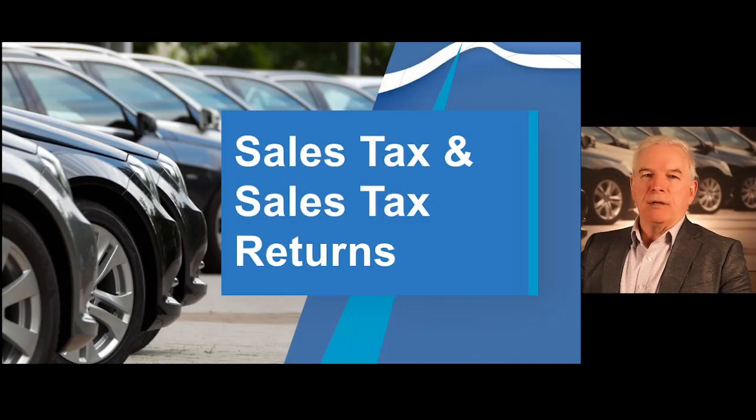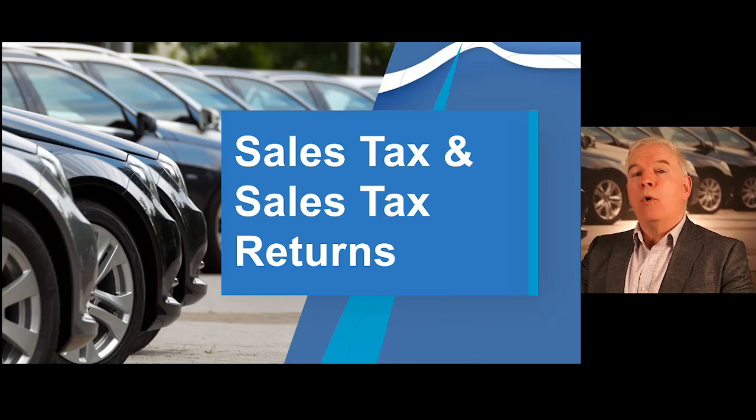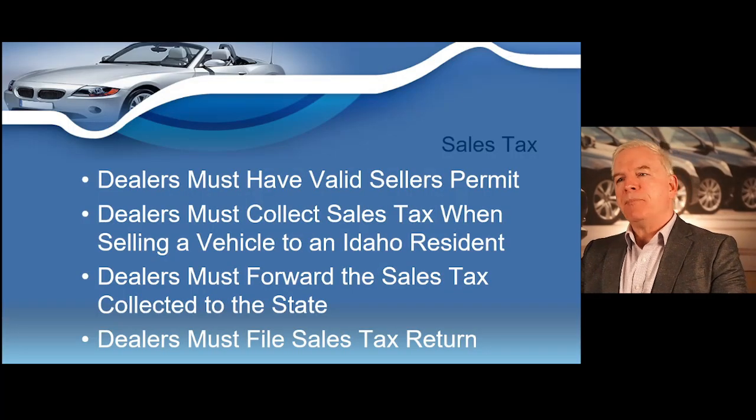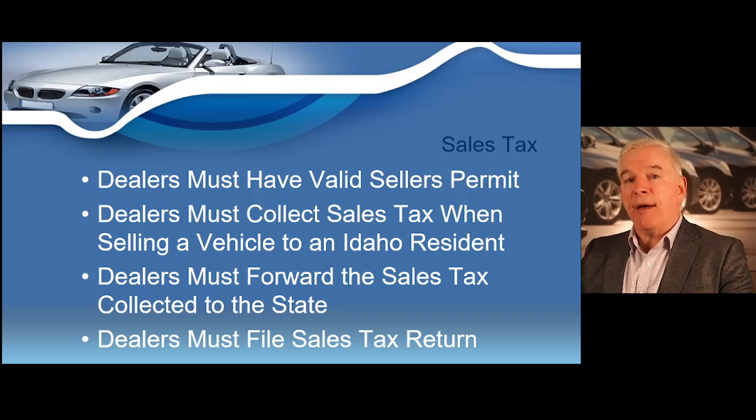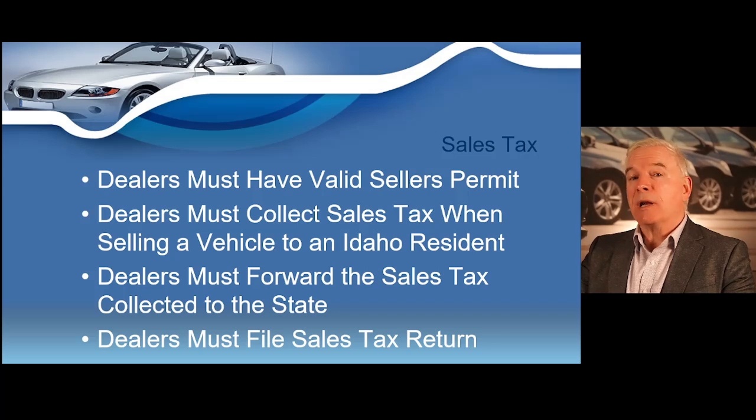In this unit, I would like to cover the sales tax that you collect and your sales tax return. So you're going to collect sales tax when you sell a vehicle to an Idaho resident, and you're going to need to do what's called a sales tax return. I'm going to show you both of those. First of all, to collect sales tax, you must have that valid seller's permit. You're going to collect sales tax when you sell a vehicle to an Idaho resident. You're going to need to forward that sales tax to the state. That's called a sales tax return. So you're going to have to file what's called a sales tax return.